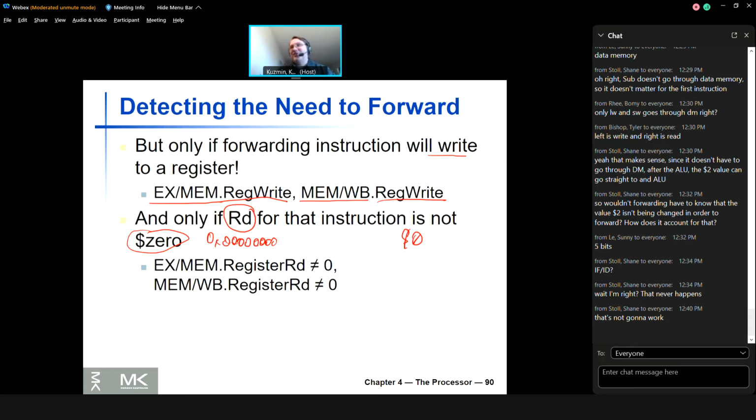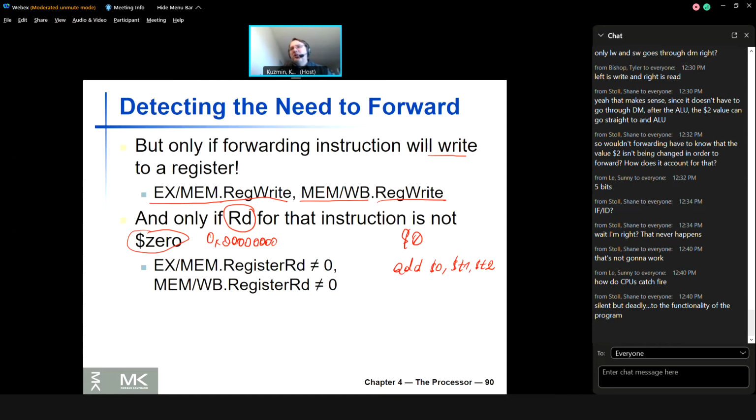Okay, yeah. So Shane mentioned that that's not going to work, but silently. Basically, if you have something like add $0, $t1, $t2, this instruction will execute successfully, but it will have no effect, because whatever the sum of $t1 and $t2 is, it's going to be lost. The contents of this register is not going to change. It is going to be 0 as it was before.